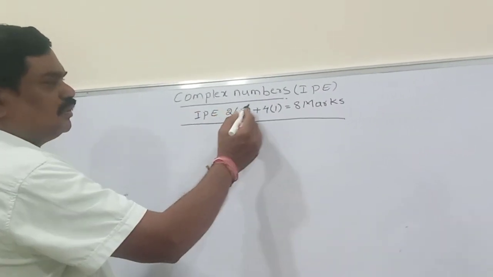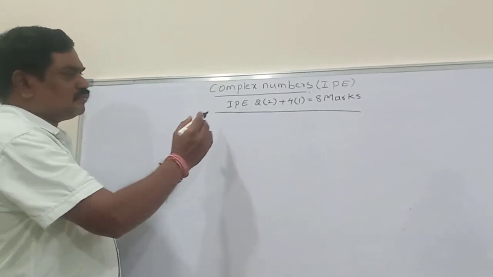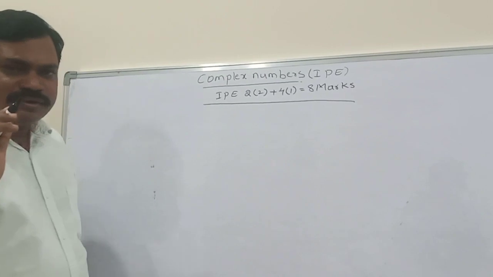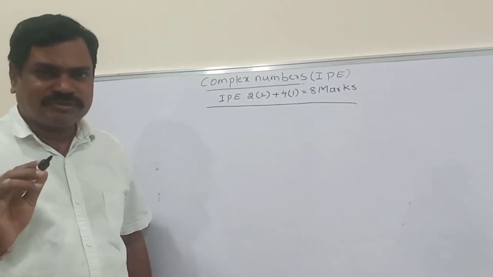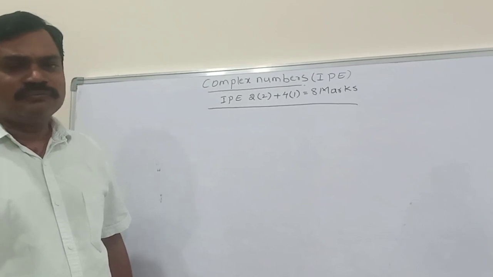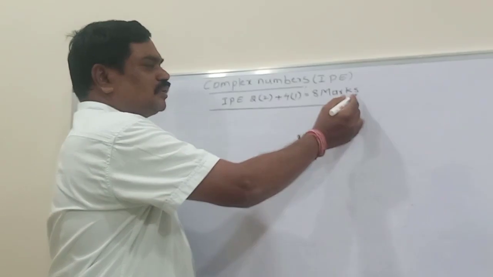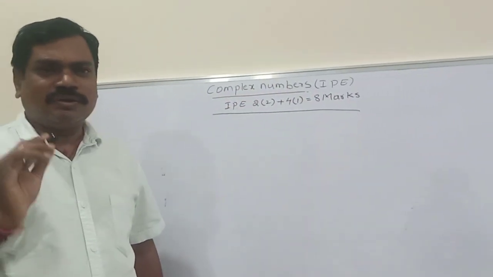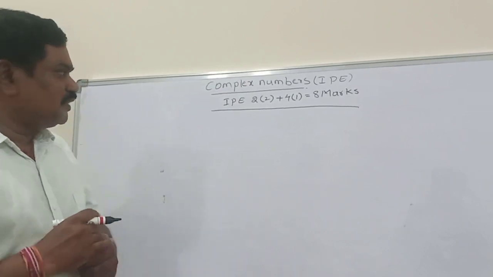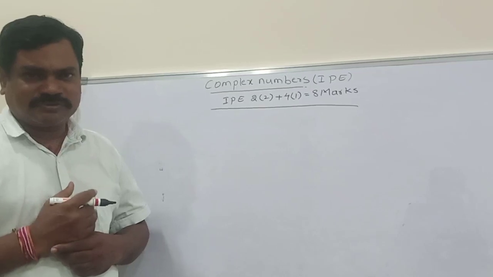Complex numbers, intermediate public examination. In complex numbers, we will get 2 marks questions, which are 2, and 4 marks questions, which are 1. So, totally 8 marks will be covered in the intermediate public examination. Dear students, now we go for complex numbers.